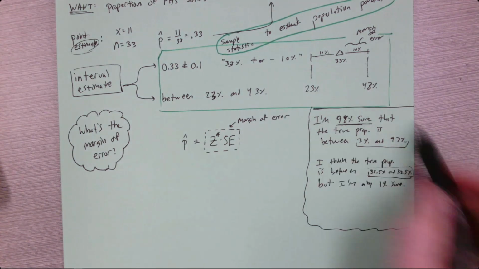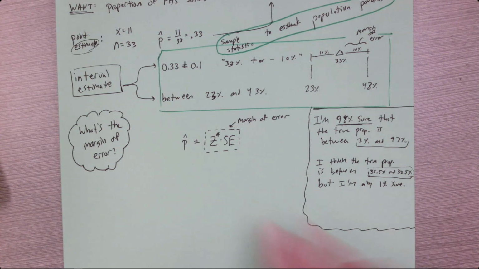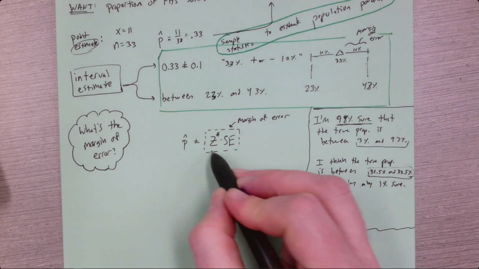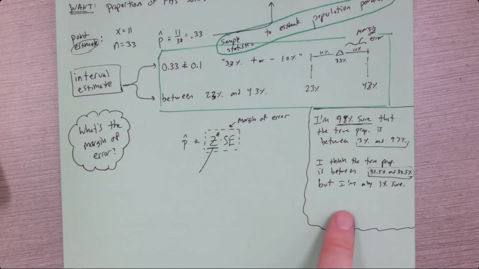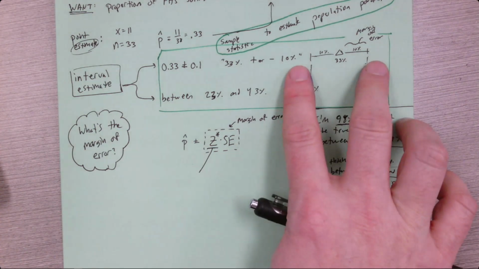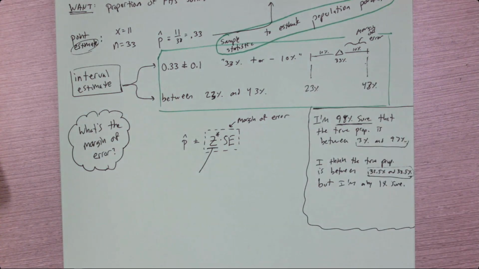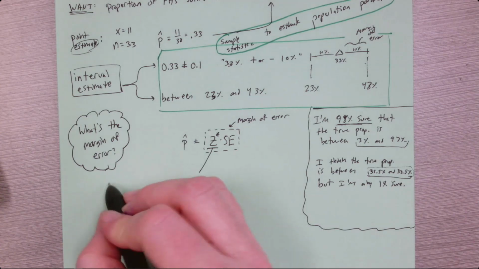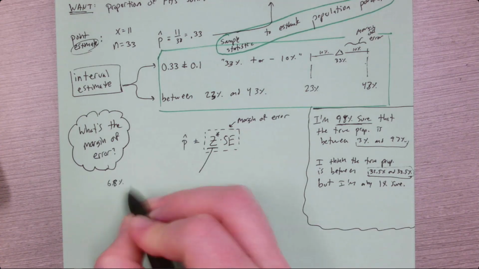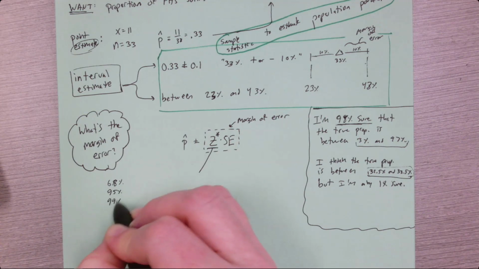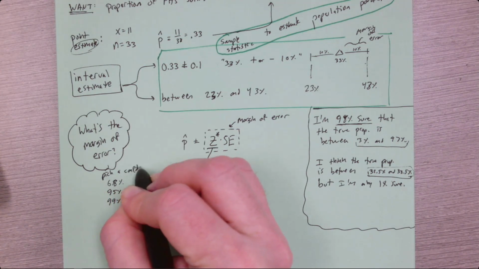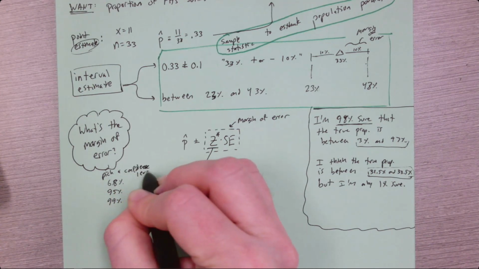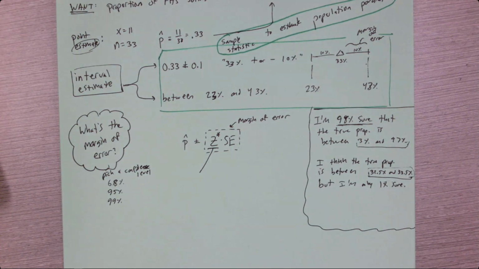Okay, so let's connect this conceptual idea with how you actually do some calculations. This z-star number is related to the level of confidence we want to have that our interval contains the true population proportion. So let's pick a confidence number. It could be 68% confident, or 95% confident, or 99% confident. Pick a confidence level. It could be whatever you want, but these are some conventional values. So let's pretend I want to be 95% confident.